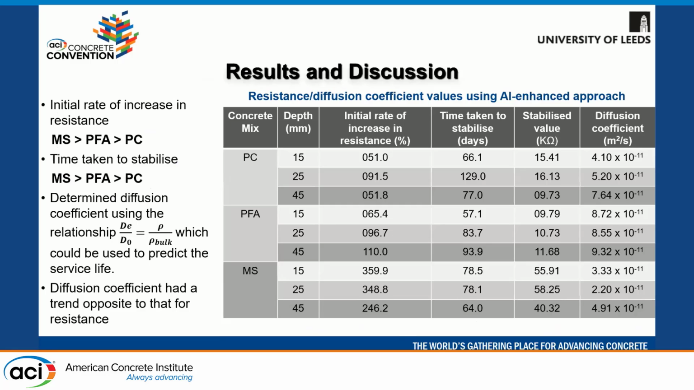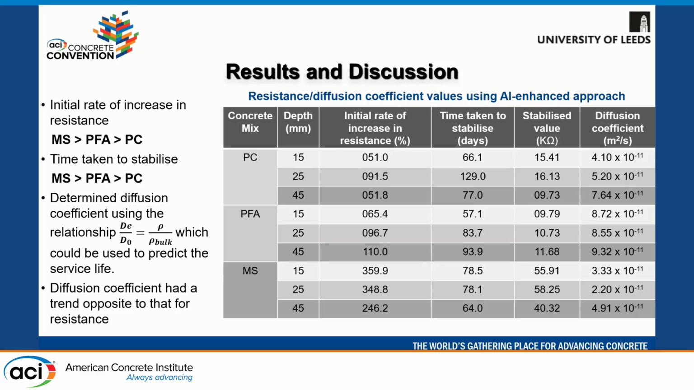Results from the analysis. Resistance values were calculated using the AI-enhanced approach for all three concrete types at 3 different depths. For the initial rate of increase, microsilica increased at a faster rate, followed by PFA and PC. For time taken to stabilize, microsilica took more time than PFA and PC. This is because the addition of supplementary cementitious material altered the pore structure. Also, microsilica is a denser material, leading to an extensive increase in the resistance.